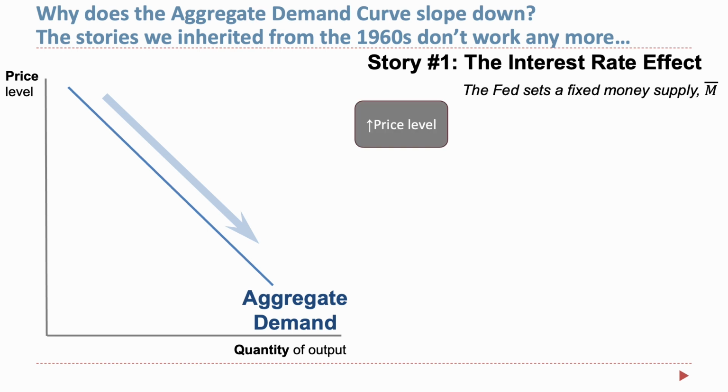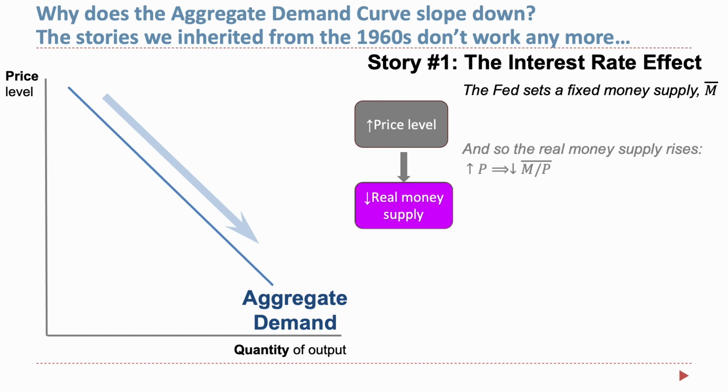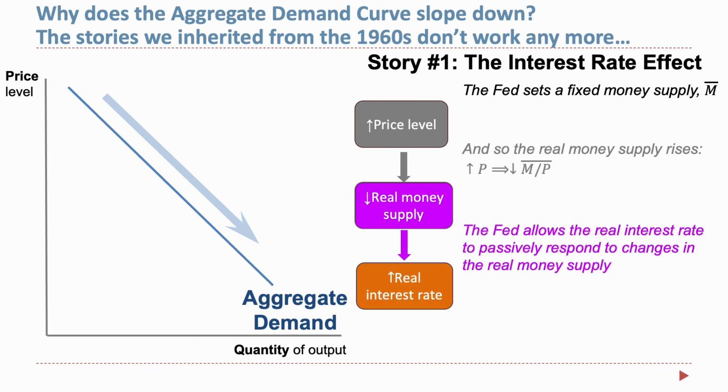And so therefore, if the price level were to rise and the Fed maintains a fixed nominal money supply, that must mean that the real money supply falls. The Fed observes that the real money supply falls and decides to do nothing. As a result of allowing the real money supply to fall, the real interest rate rises. The Fed just sits back and says, that's fine, do what you want.